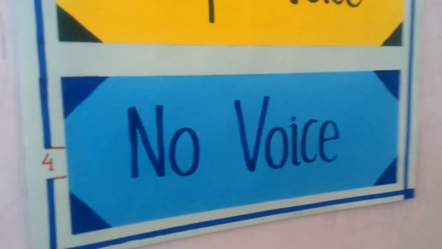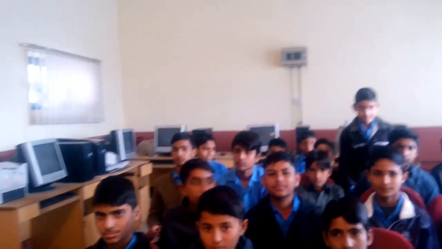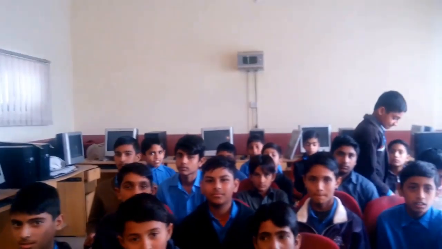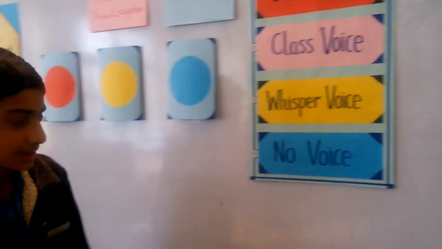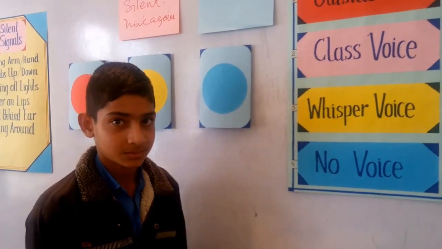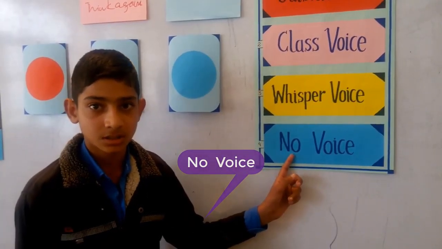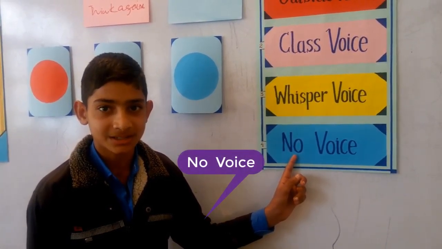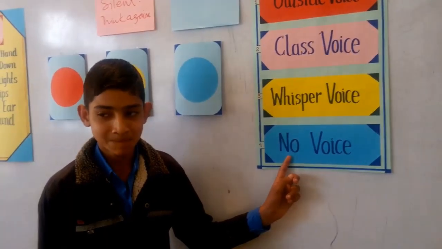So, dear students, can anyone tell me about this rectangle that is showing no voice into the classroom? Very good. What's your name? Muhammad Ihsan. Very good. What does this rectangle mean that is in green here? No voice. So, it means that teacher's voice, complete silence in the classroom. Very good. Clapping for him.